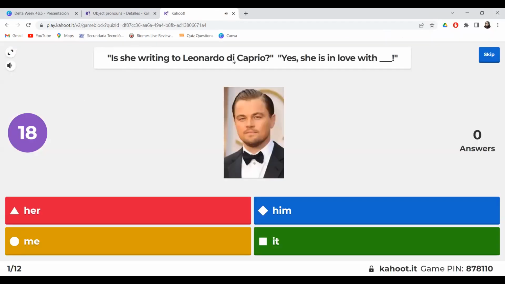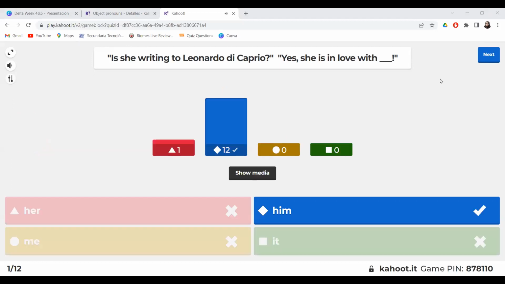Is she writing to Leonardo DiCaprio? Yes, she's in love with... With whom? Beautiful. She's in love with him because Leonardo is very much a man.